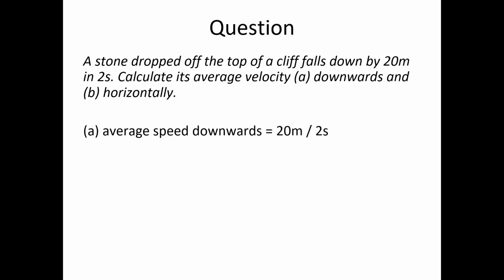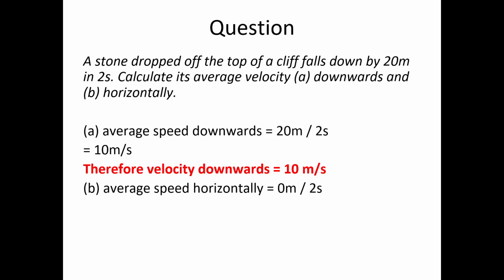Okay, so its average speed downwards, because it would accelerate, would be distance divided by time, 20 divided by 2, 10 meters per second. Okay, because it would start from rest and then it would accelerate. Now, horizontally, hopefully you've got that one to be 0, because it's not moving horizontally, it's being dropped vertically downwards. Bit of a trick question, really.